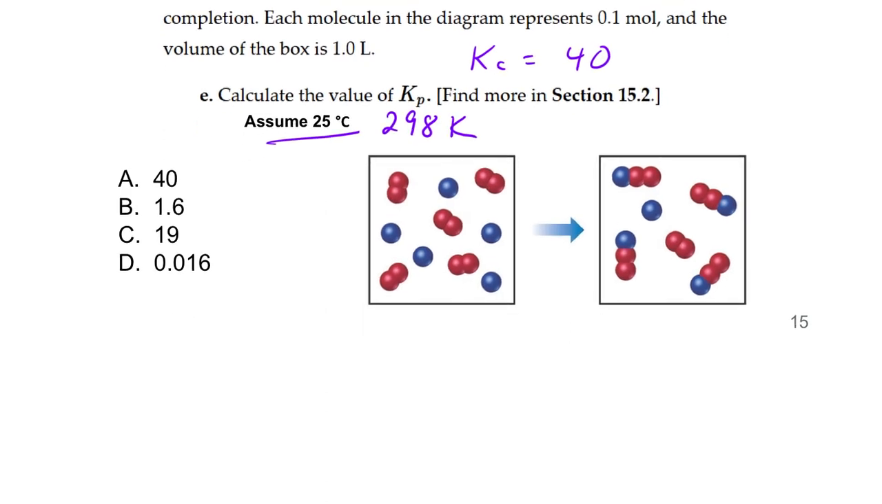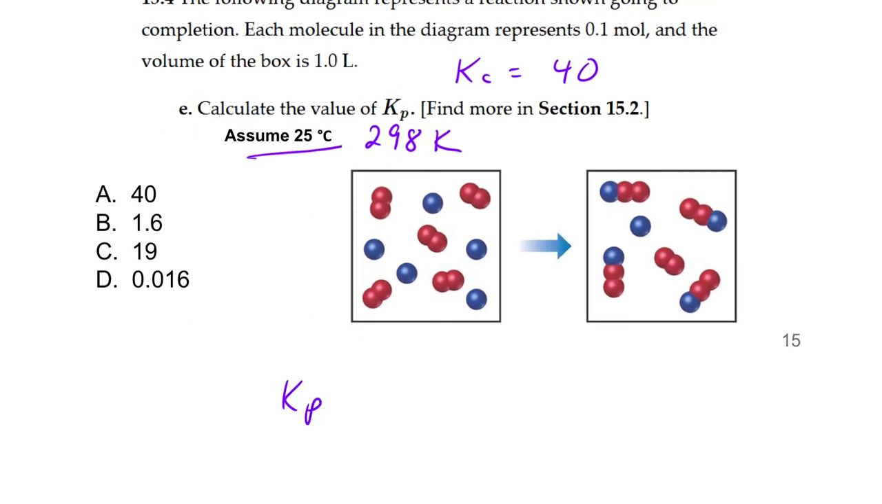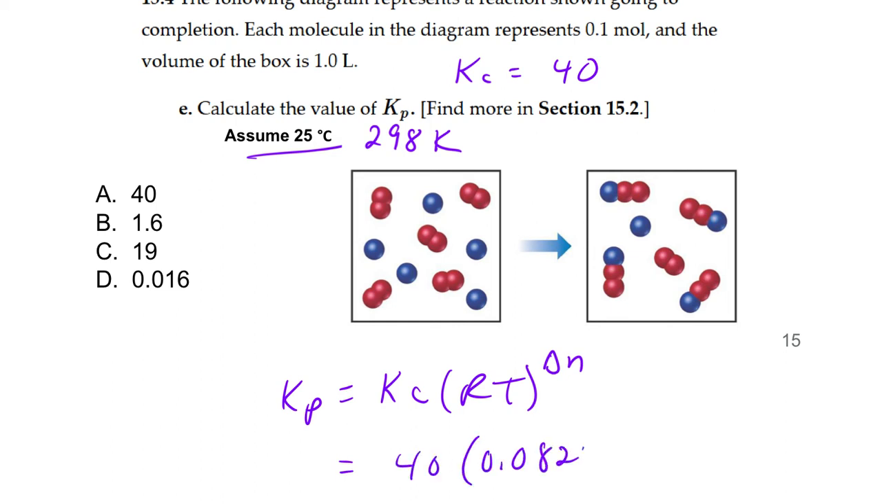Okay, so calculating Kp for this reaction, we're going to have our Kc times RT raised to the delta n. So we'll have 40, that's 0.08206, times T, which is 298 Kelvin, raised to the delta n, which we just said was -1. And so we'll end up with 1.64. So 1.6.